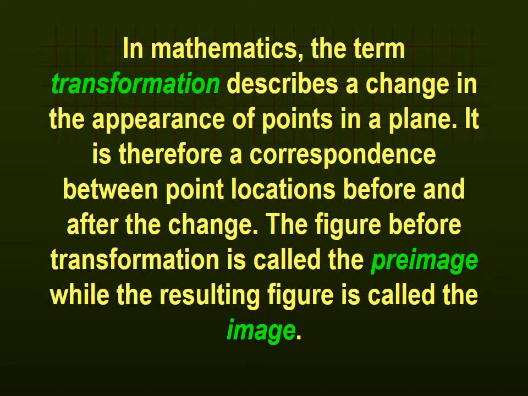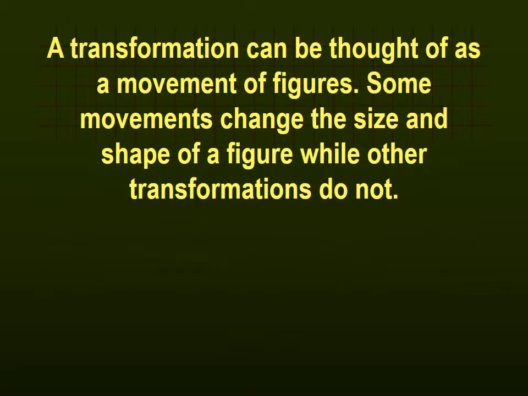So we're moving points. It's a correspondence between point locations before and after the change. The figure before the change, before the transformation, is called the preimage, while the resulting figure, after we make the change, is called the image. So a transformation is just the movement of figures. Some movements will change the size, others will change the shape, and others do not.